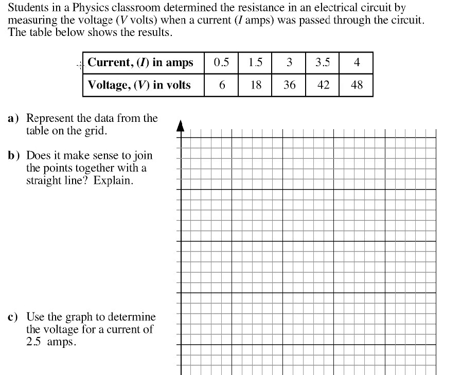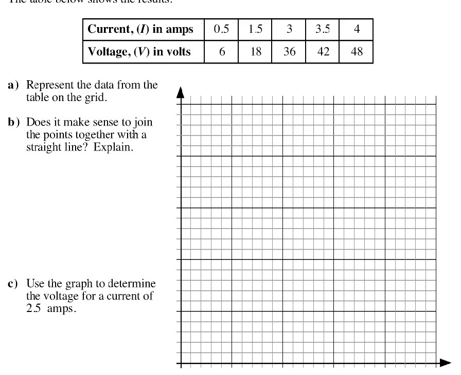Work with relations. Students in a physics class are determining the resistance in a circuit by measuring voltage and current. So what's happening here is if you're putting half an amp of current through the circuit, that requires 6 volts. If you turn it up to 1.5 amps, that would require 18 volts. If you're driving 4 amps of current through this circuit, you would need a power supply that could give you 48 volts. At first they just say graph that data, represent the data on the grid.